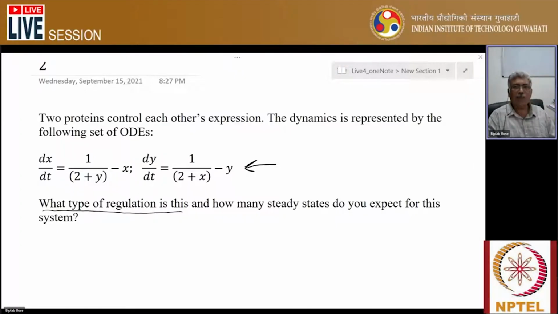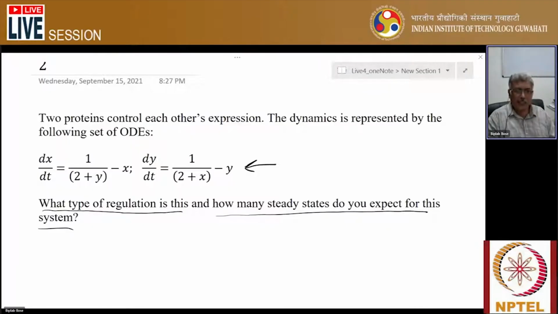By what type we mean negative feedback, positive feedback, coherent feed forward, some bifan or something like that, right? So you have to tell that, and you have to calculate how many steady states you expect for this system. So let us first try to answer what type of regulation this is. Will someone try to answer this? If anybody who is online will try to answer this question.